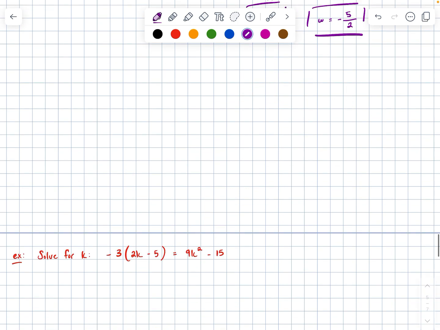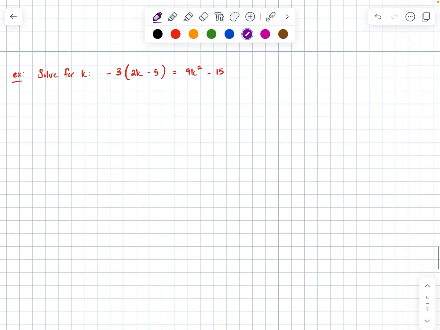One last one for the road. Let's try it out with this guy. Negative 3 times parentheses 2k minus 5 equals 9k squared minus 15. Take a risk, take a chance, take a couple minutes and see if there's anything strategic that you might be able to do before you plug into your quadratic formula. Go!